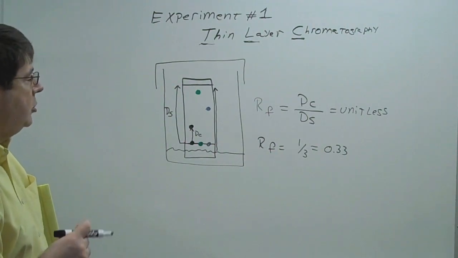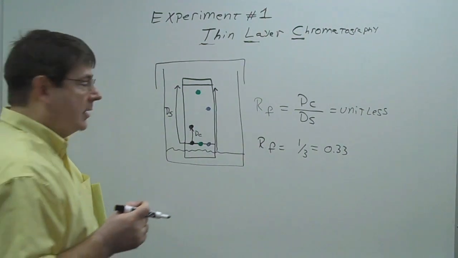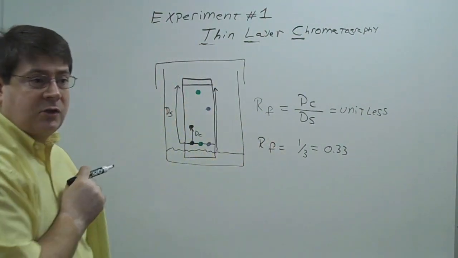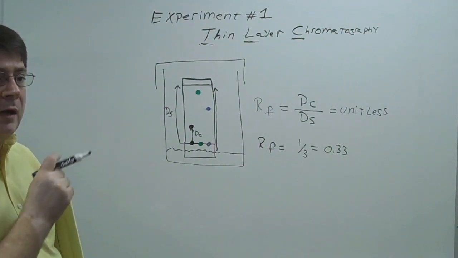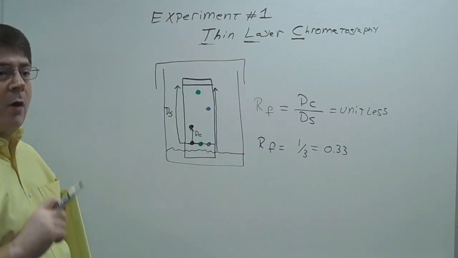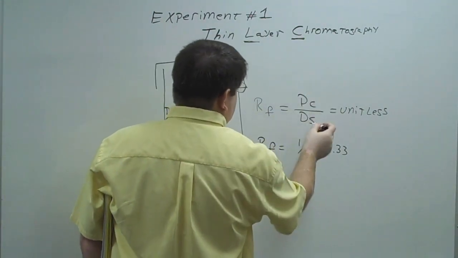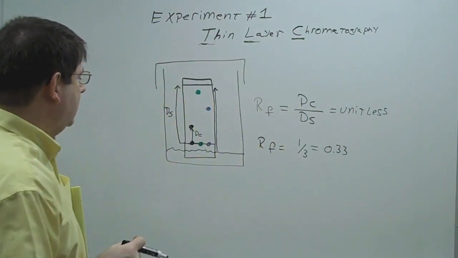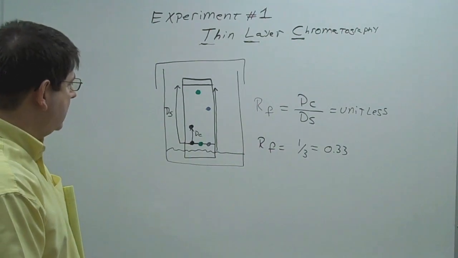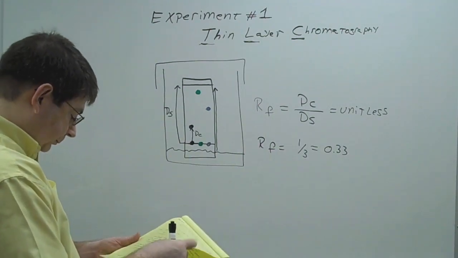It's very important that you note you cannot have an RF value greater than 1. Okay, since they are ratios, your spot cannot travel any further than the solvent front. It's just impossible. So if you end up with a value that is greater than 1, you've put the solvent in the wrong place. So you've just changed these around. So DS is on top, DC is on the bottom. You need to make sure that you go back. So anytime you get a value of greater than 1, you know you've done some improper math. Okay?